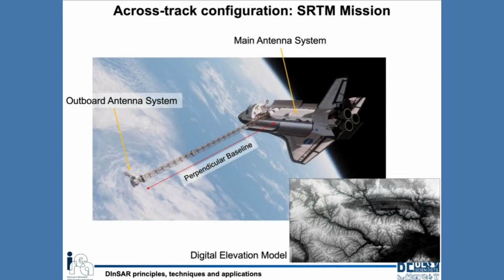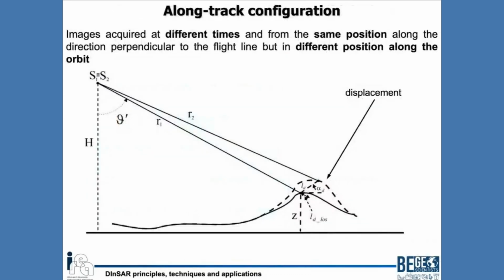This is the same configuration as the Shuttle Radar Topography Mission, the SRTM mission, which everyone knows. This mission was done in this kind of configuration. The shuttle had a main antenna in its belly, which was also the transmitter, and another antenna along a very long, 60-meter arm. So we have two antennas that acquire two images at the same time from different positions to generate a digital elevation model. This is the cross-track configuration.